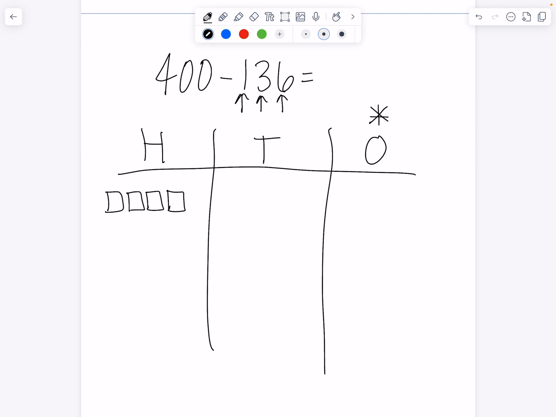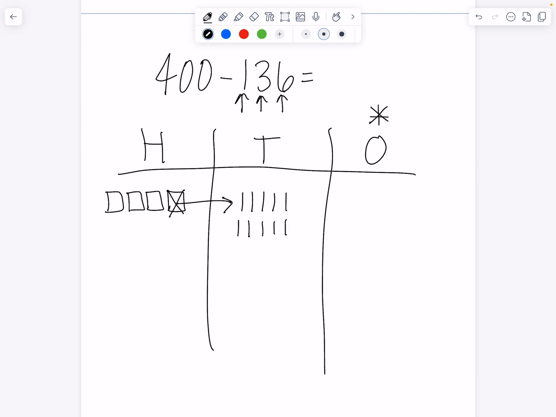So I would normally go next door to my tens place to decompose a 10. Well, that's a problem. I don't have anything in my tens place. So I'm going to have to go next door again and go to my hundreds place to decompose. So let's decompose one of these hundreds. Draw an X, an arrow, and let's trade it out for 10 sticks. 1, 2, 3, 4, 5, 6, 7, 8, 9, 10.